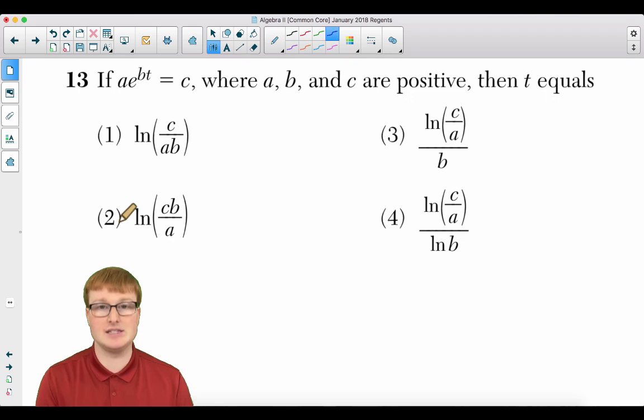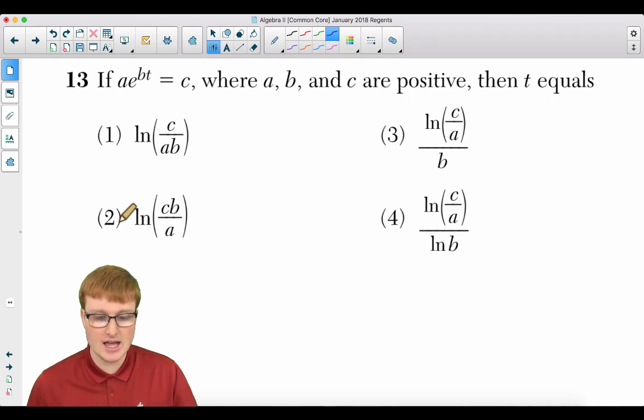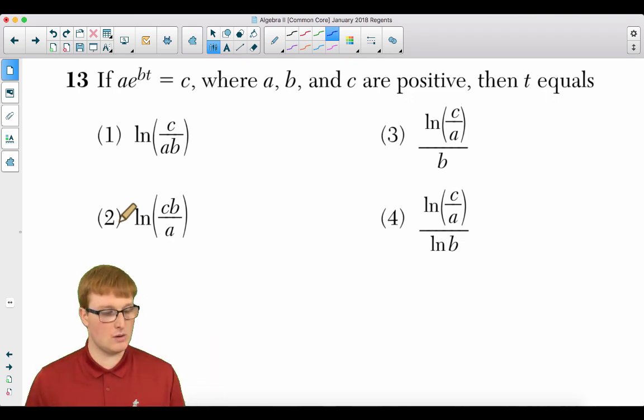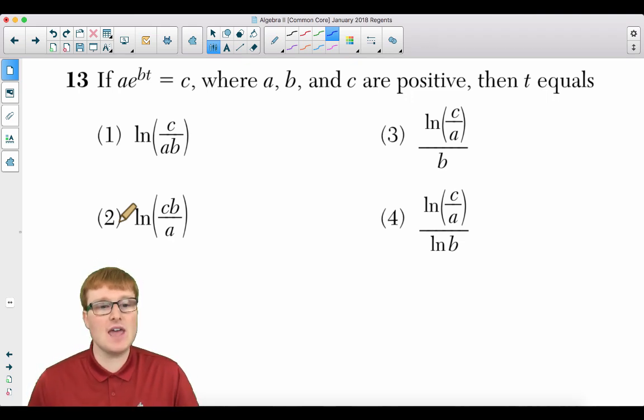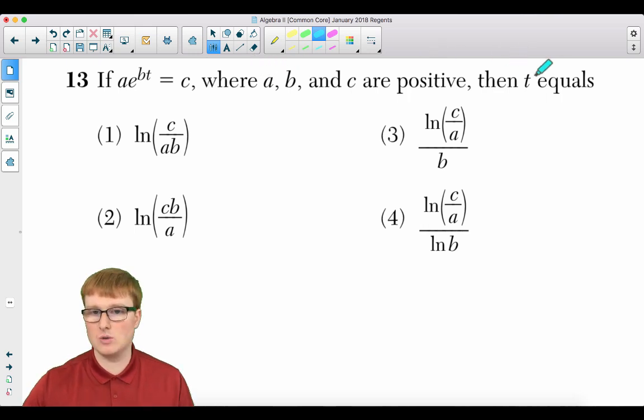Number 13. This is the second half of the multiple choice section, and I must say, just by going through these one more time, these are a little bit more challenging. Number 13 says, if A e raised to the bt equals C, where A, B, and C are positive, then T equals what? So essentially, forget all this hoopla. They're asking you to solve for T. That's all they're asking you to do, right?